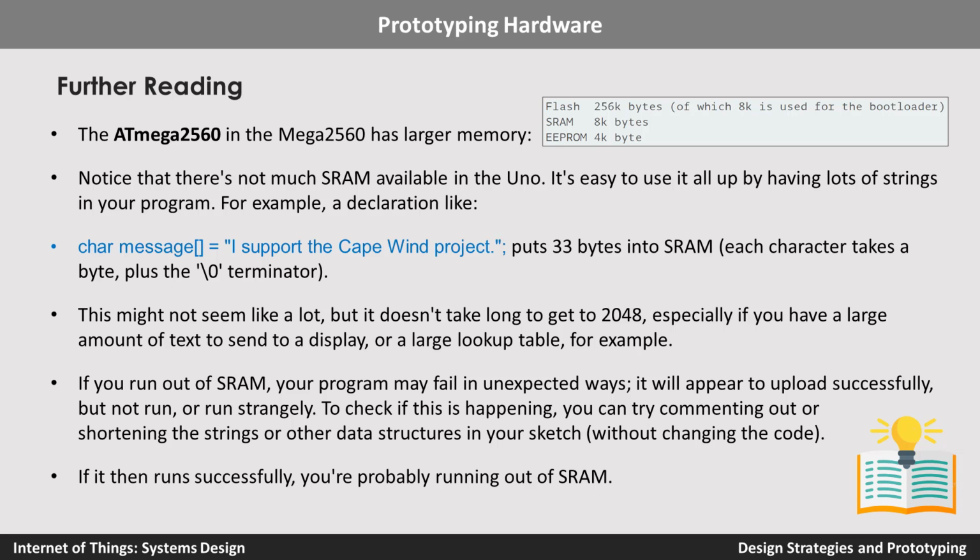You may have noticed that previously the Arduino Uno chip does not have much SRAM. So if you are planning to deal with a lot of strings, then you could end up using the ATmega2560, which has 8 kilobytes of RAM. If you look at the project, that string requires 33 bytes in SRAM and 1 byte for the additional terminator.